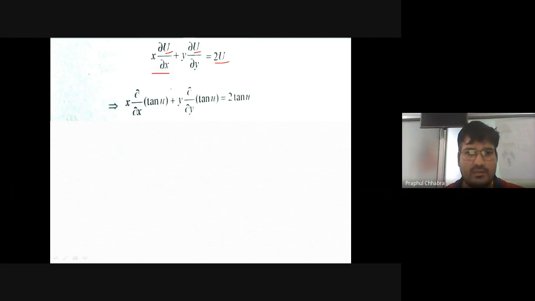Right? Now put the value of capital U here, which is tan u. So x del upon del x of tan u plus y del upon del y of tan u is equal to 2 tan u.